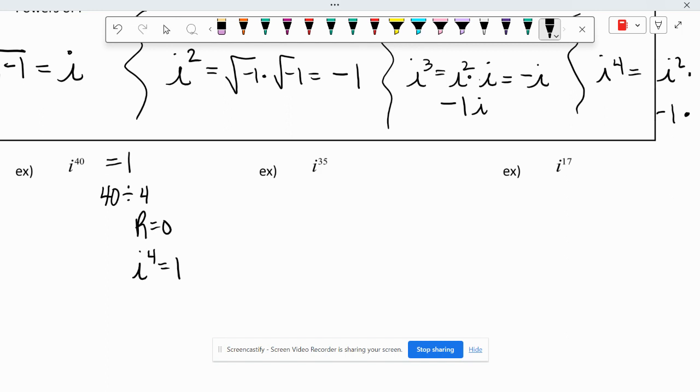Okay. i to the 35th. Well, if I take 35 and I divide that by 4, that's 32. I get a remainder of 3. I'm going to go around my circle 8 times, and then I'm going to end back up at i cubed. Well, i cubed is the same thing as negative i.